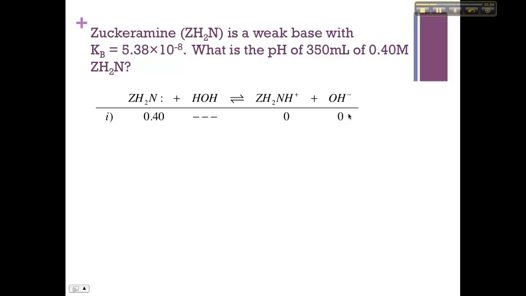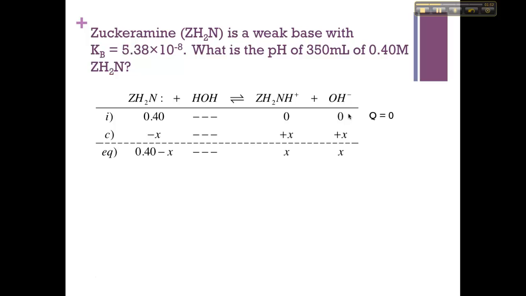At this point we need to calculate Q. So Q is equal to 0, which means it's definitely going to shift to the right. It has no really other option. Plus Q is equal to 0. 0 is less than 5.38 times 10 to the minus 8, so it'll shift to the right. So if we shift to the right, we fill in our ice table with the change row, and then we add those two up and we get a nice row with our equilibrium values.